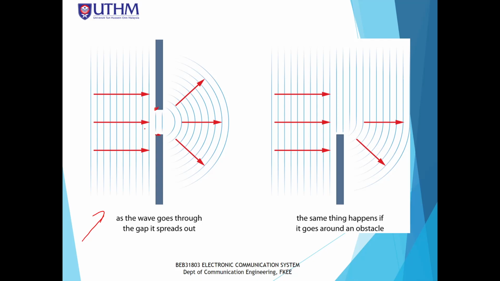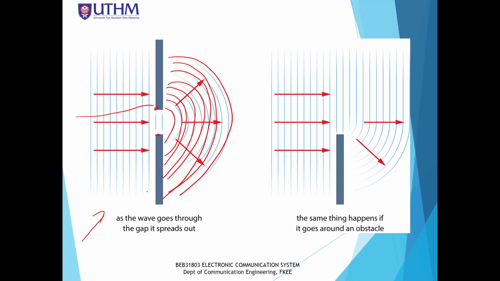So there are two gaps over here. So the waves hit both of these obstacles. So dia akan terserak pada luas kawasan seperti ini. So ini the energy will be redistributed in different areas. Okay, dia akan redistributed of the energy. The energy will be redistributed into a new surface area.